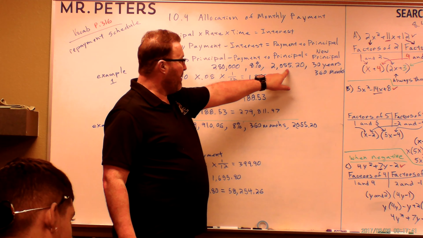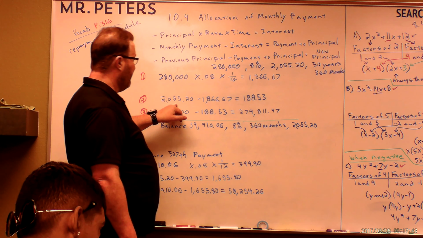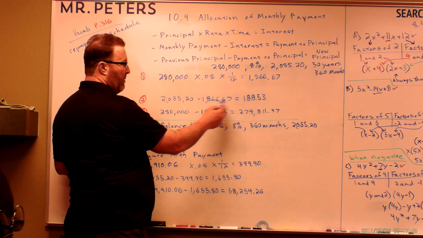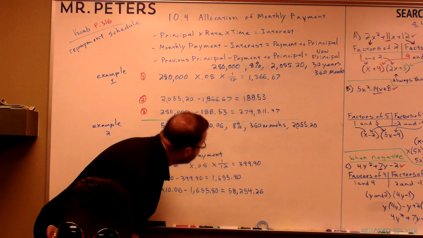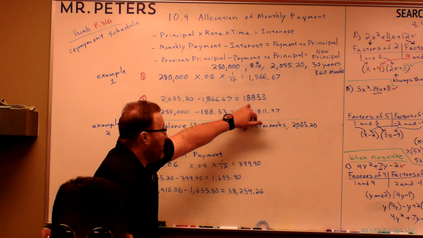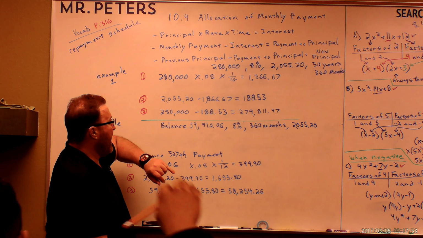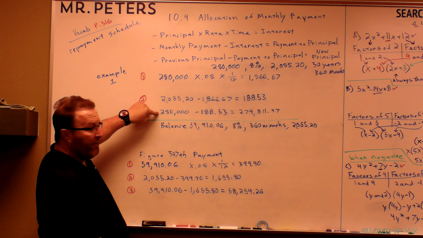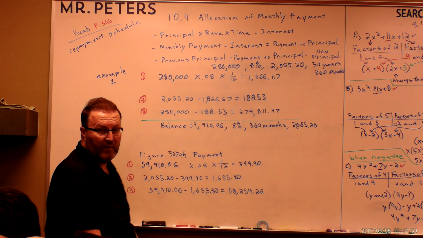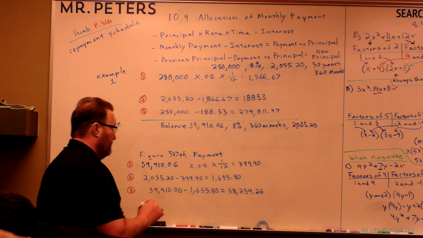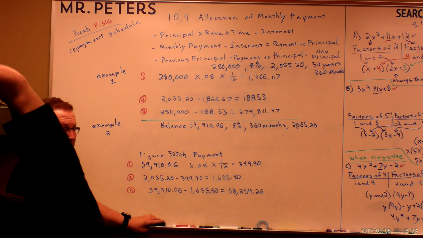So then we take the total amount of their payment, the $2,055.20, and subtract the interest from it, and this is the amount that's being applied to principal, $188.53. Last thing we do is take this $188.53 and subtract it from the $280,000. So after this payment, this is how much they owe. Okay? Good. Jason, can you read example 2?